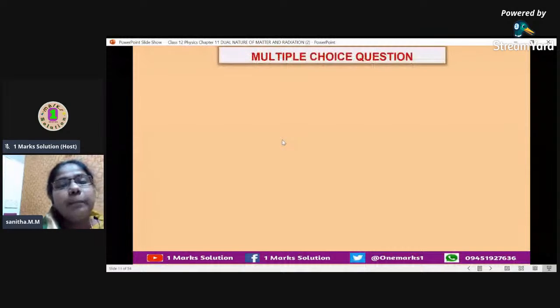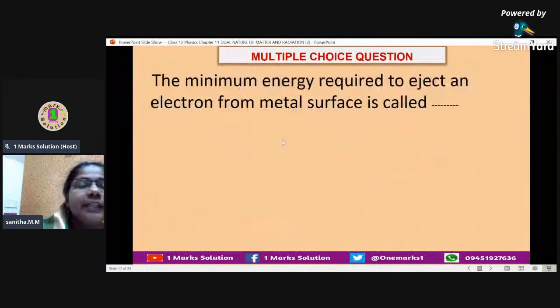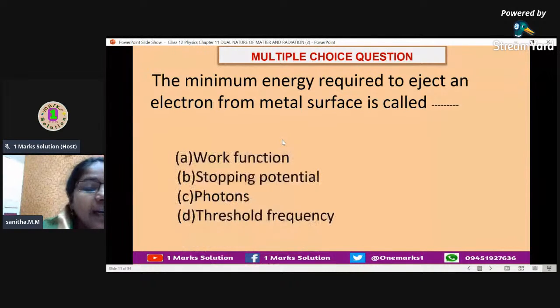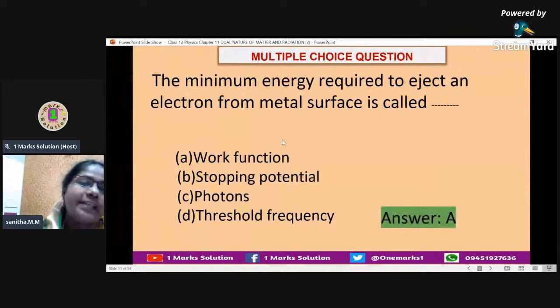Now we can go for the multiple choice question. The minimum energy required to eject an electron from a metal surface. If you are using the word minimum, we can use threshold energy here. But in this choice, you can see that no threshold is there, but you can see the work function. So the minimum energy, we can call it work function. You studied this in the first chapter also, electric charges and fields. What is work function? It is the minimum energy to give the electron to eject from the metal surface. We have to pull it out. So the answer is the first one, that is work function.